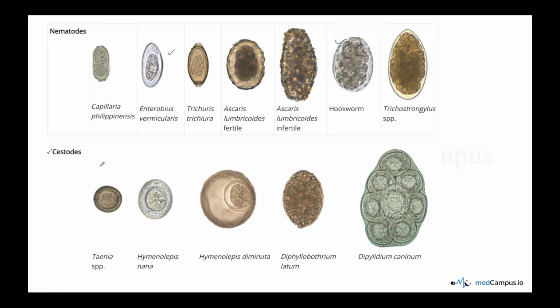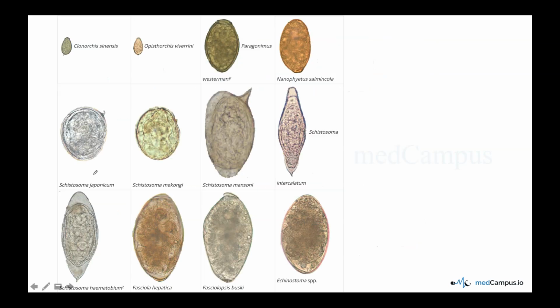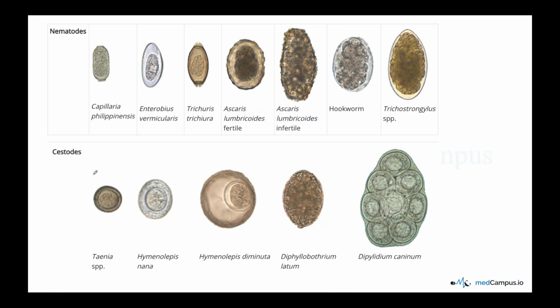These are smaller size eggs in comparison. Just look at the whole slide from nematodes and cestodes. Let me also take you to the trematode part. In trematodes you have small stool sample eggs, that is Clonorchis and Opisthorchis, which are not important and not asked in the exam. But in the exam, if they want to ask you the smallest egg in the stool sample, it is from cestodes, that is Taenia.